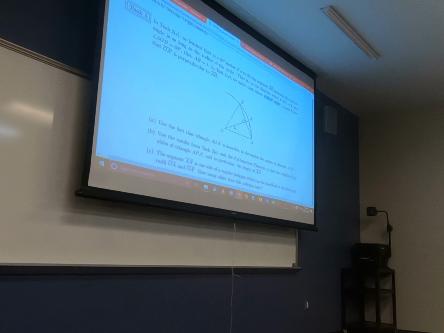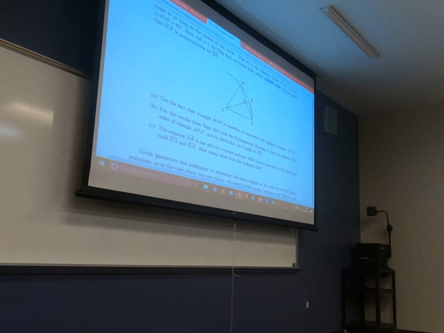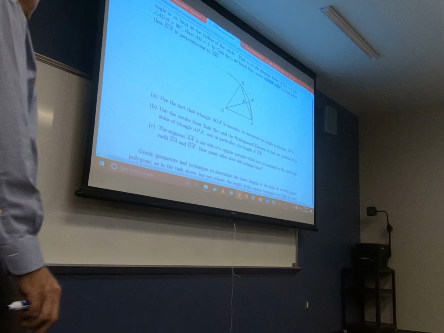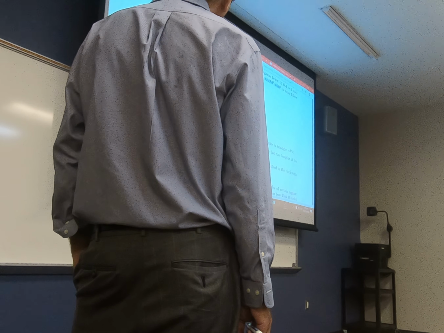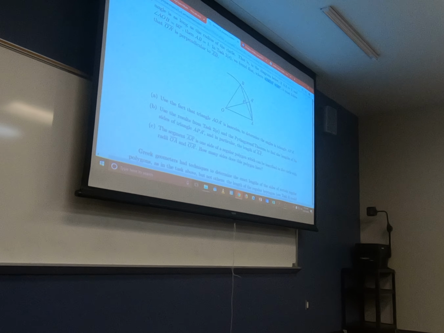Well, I constructed it to be perpendicular. Okay. So in any case, use the fact that triangle AOA prime is isosceles to determine the angles in triangle APA prime. All right. How would you do that? Some of you would just jump to the conclusion here, right? But we want to be careful. So AOA prime is isosceles. Why? Because those are both radii, right?